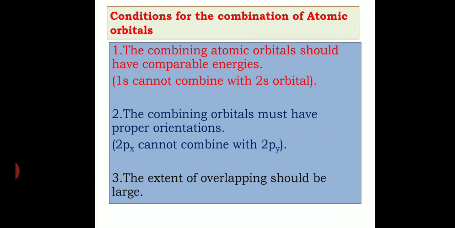Next, conditions for the combination of atomic orbitals. So what are the necessary conditions? Right. Number one, the combining atomic orbitals should have comparable energies. For example, 1s can combine with 1s, but it cannot combine with 2s because they are different in energies, right?